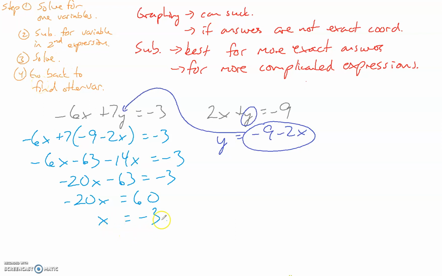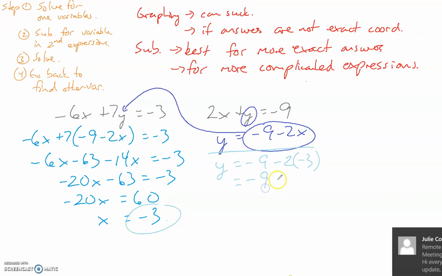Now that I know that x is equal to negative 3, I can go back to my other expression and solve for my y value. One of the nicest places to do that would be to use this one right here, because I have it as y is equal to something. I know y is equal to negative 9 minus 2x, and I can substitute my negative 3 in right there. So it'll be negative 9 plus 6, and if I do that, I will have negative 3.